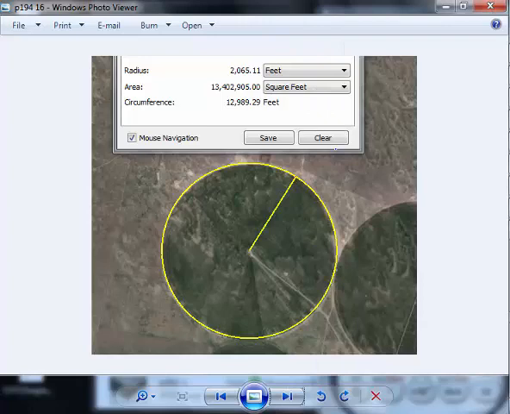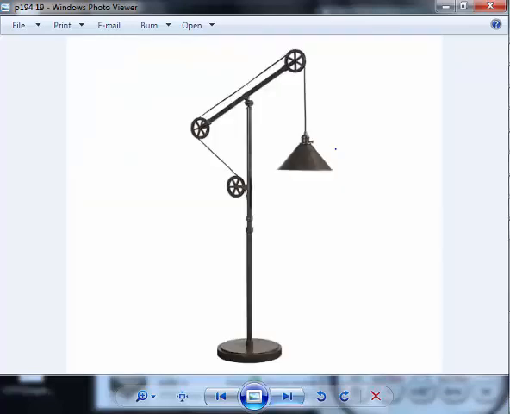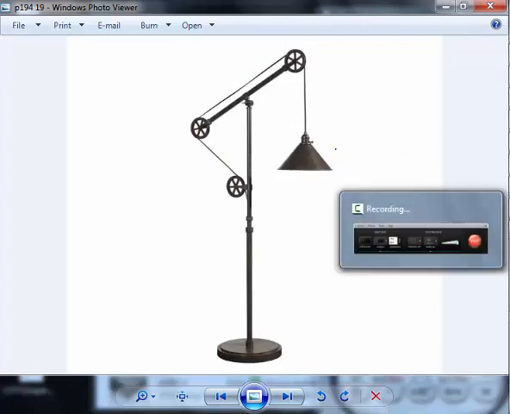Next one. This isn't quite a square mile, by the way, because if you notice, the radius is much less than a half a mile. This is like page 194, number 19 with the pulleys.